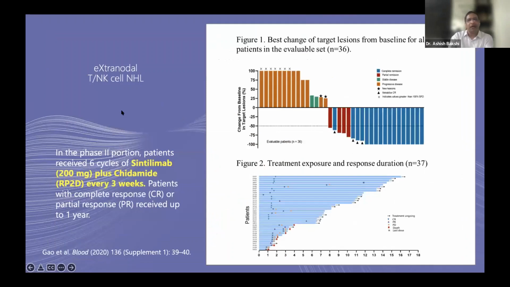Now, among these epigenetic drugs, chidamide, as I mentioned, is an HDAC inhibitor. This drug is being combined with immunotherapy. Sintilimab is an anti-PD-1 drug. And in patients with extranodal T cell lymphomas, as you can see, almost 50 to 60% of the patients have shown significant responses with the combination of chidamide plus sintilimab. And quite a bit of durable remissions are noted with this combination. So again, this is very, very encouraging because these are very aggressive lymphomas which otherwise really do not respond very well to chemotherapy.